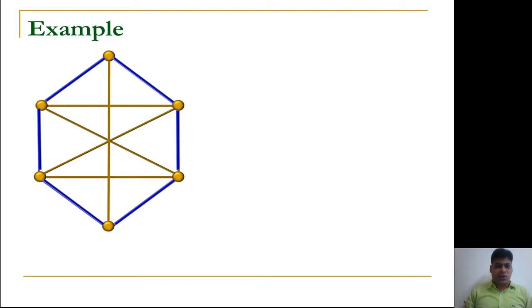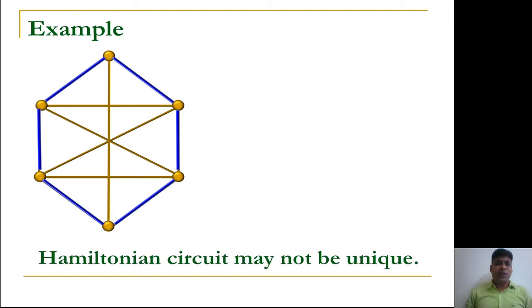Now the next question is, can you have just one way to get the circuit? That means, can you have just one circuit only in the graph which covers all the vertices? And the answer is no. You may have more than one circuit. That means a Hamiltonian circuit is not required to be unique. You may get more than one way to connect all the vertices exactly once and come back to the same vertex again. So what will be another way to consider a Hamiltonian circuit here?